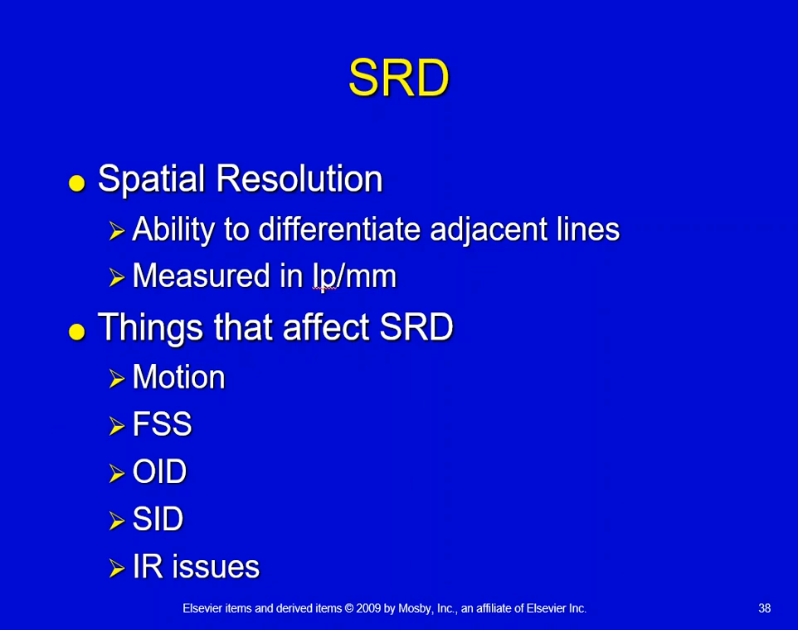So focal spot size, the focal spot size is what you use to control sharpness of recorded detail. Positioning, though, you can also use. And in positioning, you want to utilize the lowest OID and the longest practical SID. But we also have some image receptor issues that we talked about in the last recording.